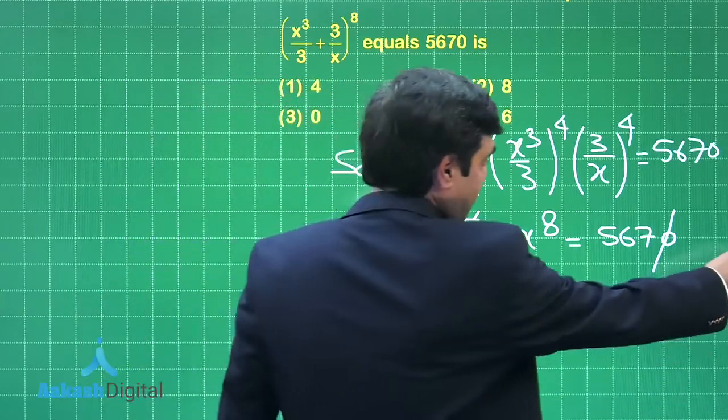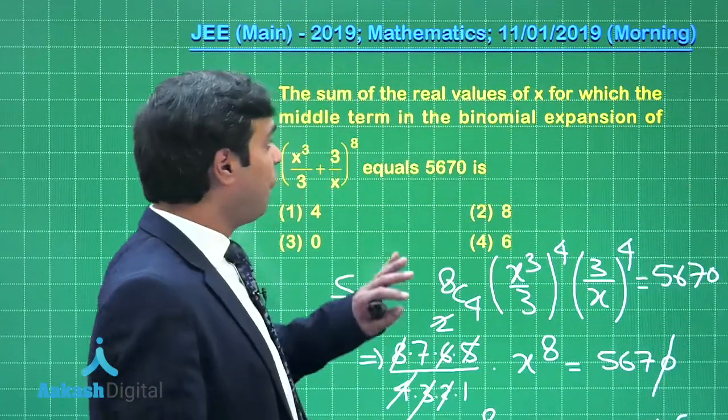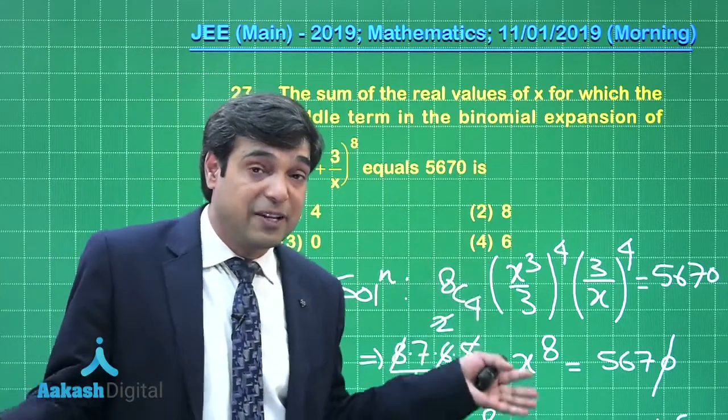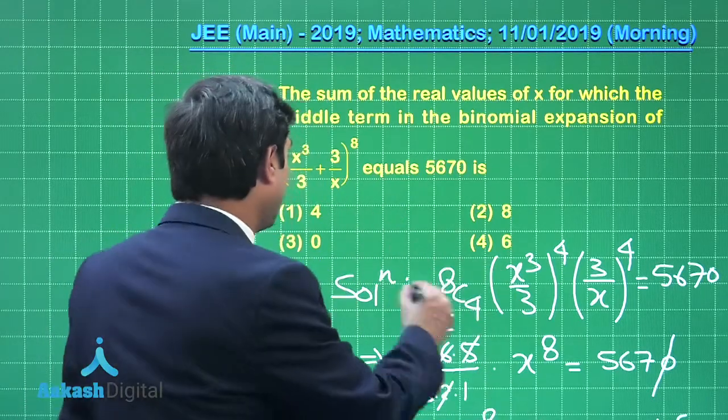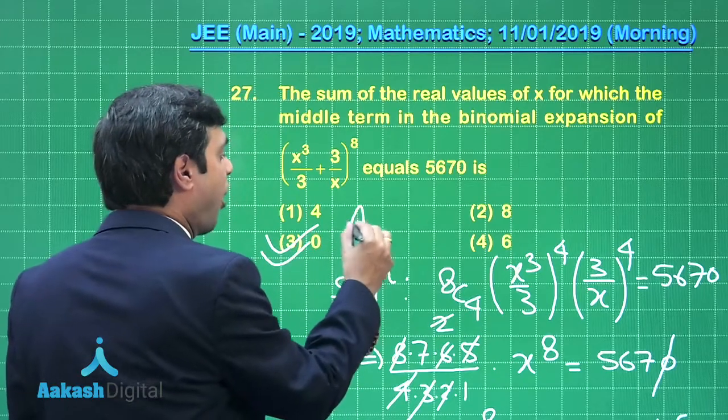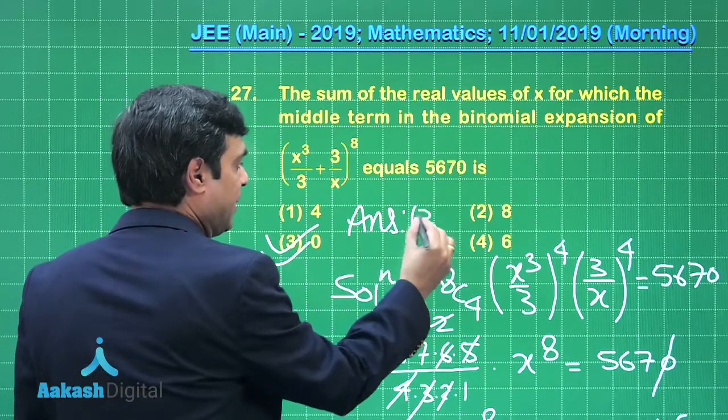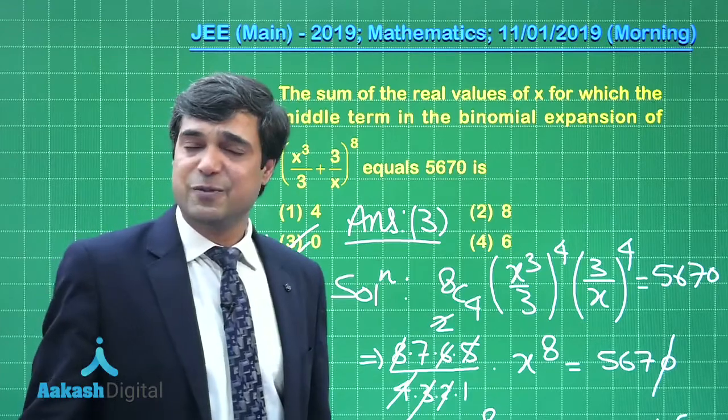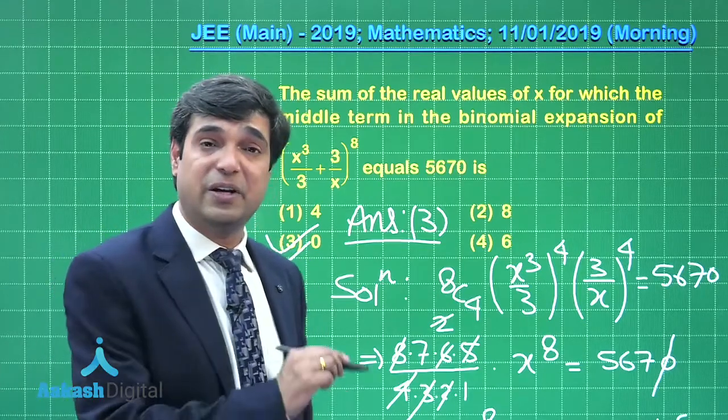Now the question says sum of real values of x, ±√3, the sum is simply 0. So the correct answer for this question is option number 3. I am sure this is also clear. Let us move on to the next question, that is question number 28.